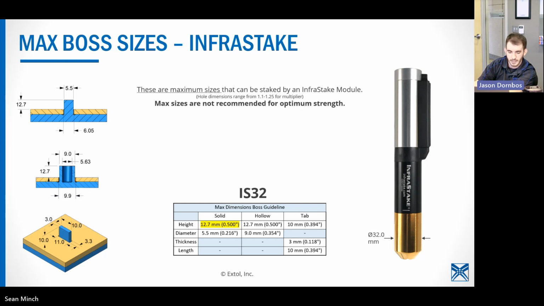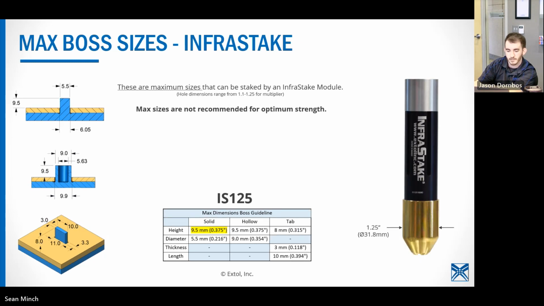A couple of dimensions to highlight here are the 12.7 millimeters tall for the solid pin, maybe a 9 millimeter wide or in diameter for the hollow pin, and then maybe a 3 millimeter for the tab shape, and that's for thickness here. These are maximum sizes, just to mention. So the IS-125 is the same concept as the IS-32. The difference here being the 9.5 millimeters tall, and everything else is pretty much the same, minus, again, a little bit shorter for the tab shape.